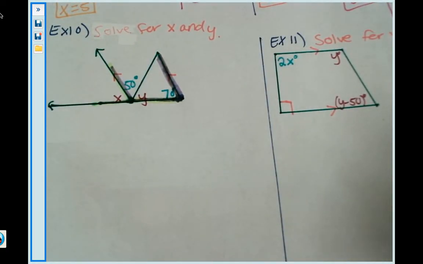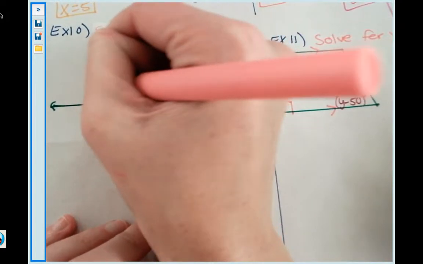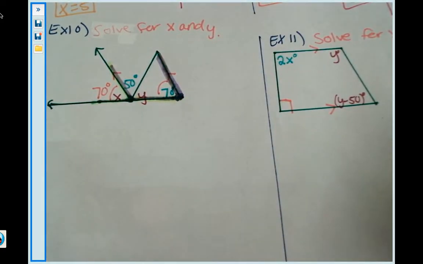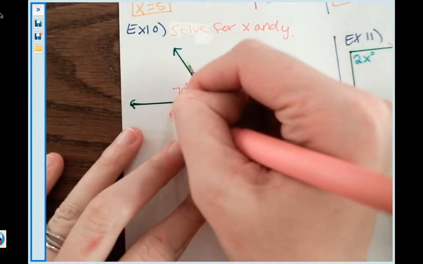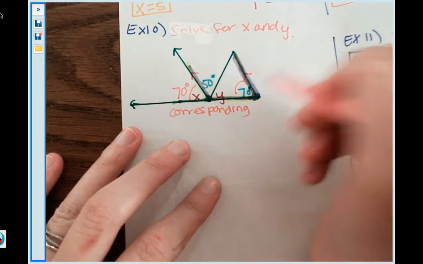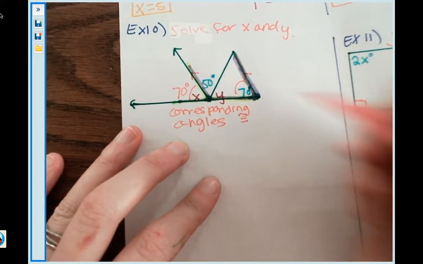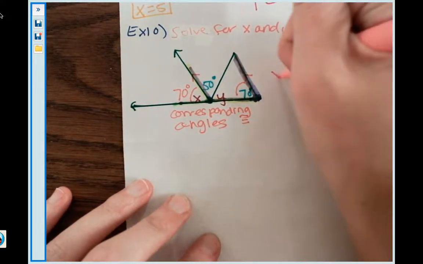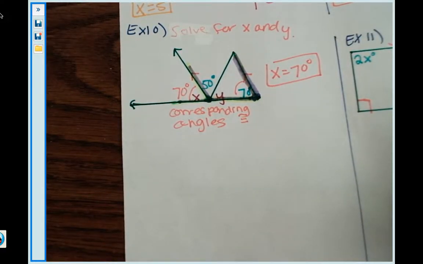So knowing that, I know that these two angles are congruent, which is pretty awesome. So this one is congruent to this one, which means that angle X is going to be 70 because these are corresponding angles. I'll just write that down so you know what I'm talking about. The way I got to angle X is by corresponding angles, which are congruent. So I already know X. X equals 70 degrees. Nice. Now all that's left is angle Y.